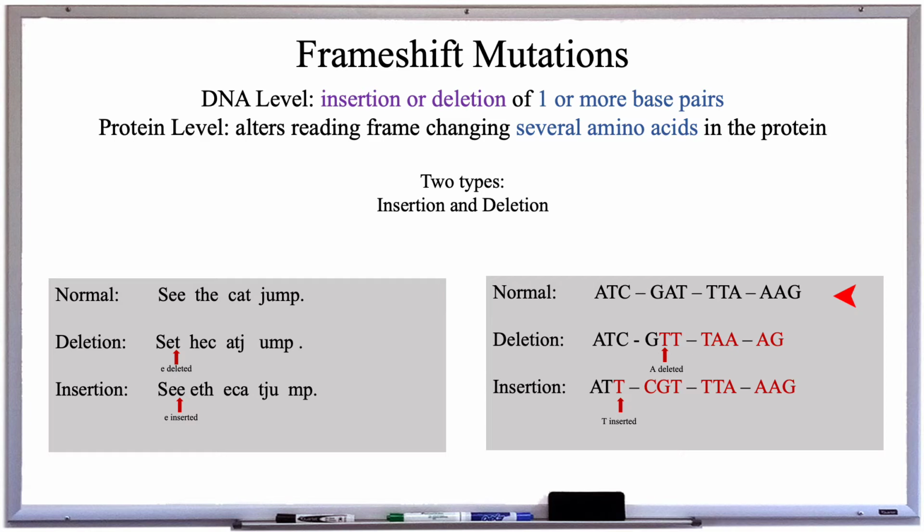Here we have a DNA sequence. During translation, each 3-letter sequence of mRNA nucleotides corresponds to a specific amino acid or stop codon. If you delete or insert a nucleotide, the entire DNA sequence following the mutation will be read incorrectly.